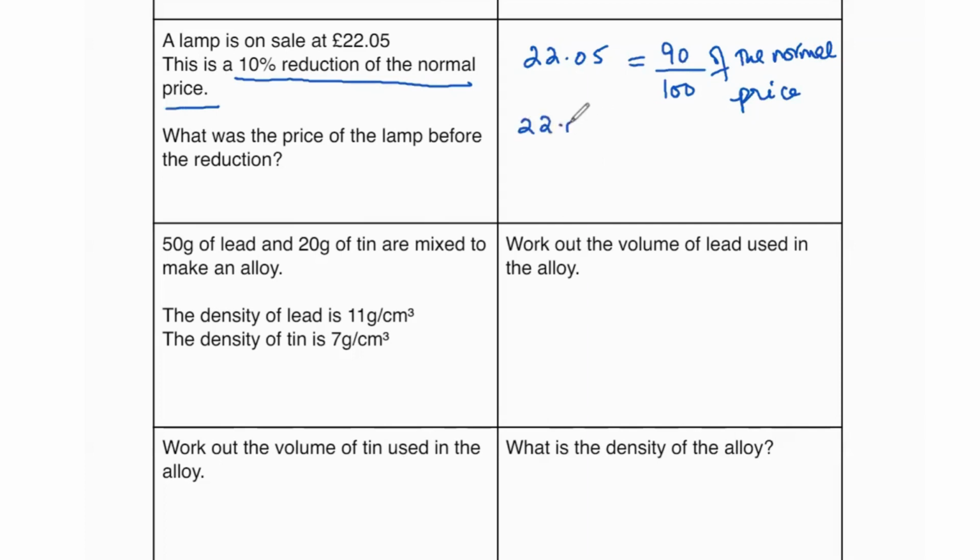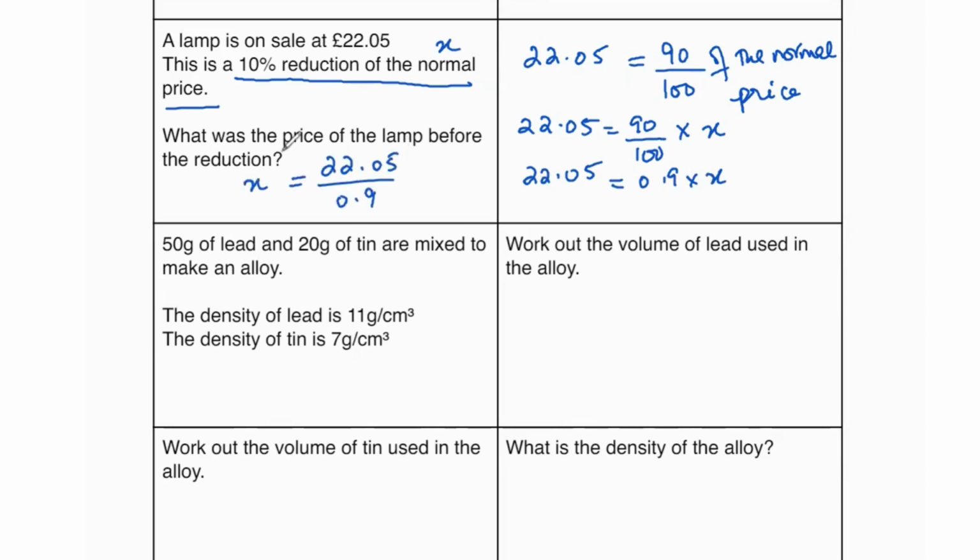So 22.05 equals 90 over 100. Off is always replaced by multiplication, and I'm going to assume that the normal price is x. So we have to find the price of the lamp before the reduction, which is the normal price. So you know the 90 over 100 is 0.9. And then we do 22.05 divided by 0.9 to get the value of x. And that's going to give us 24.5. That is your price before the reduction.